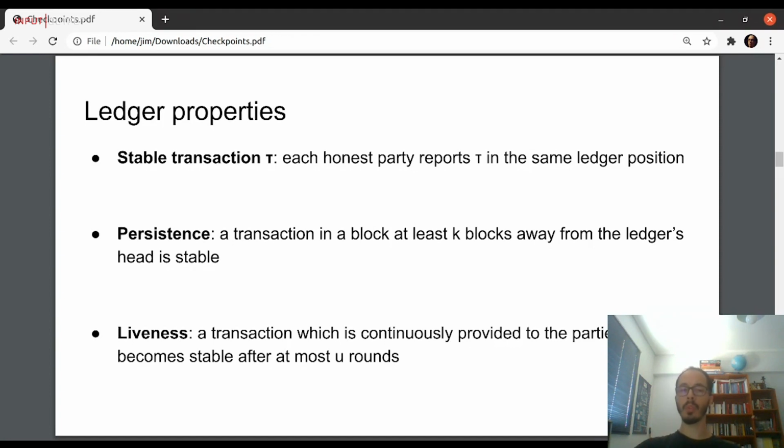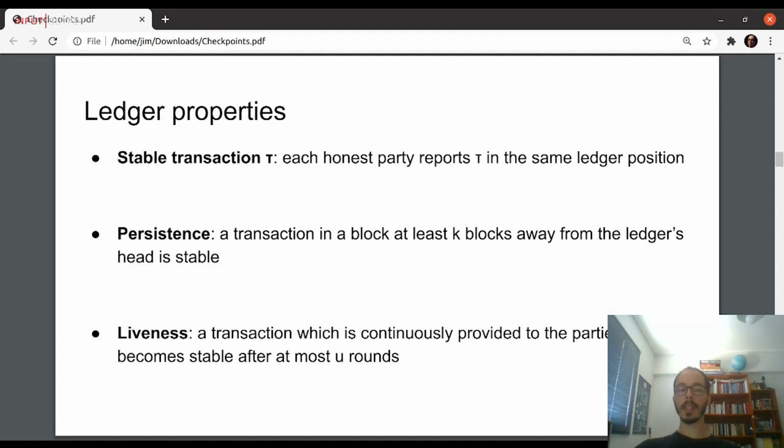Now, the two major properties that we want to guarantee are first persistence and second liveness. Persistence means that a transaction that is at least k blocks away from the ledger's latest block, from the ledger's head, is stable. So that means that if we chop off the k latest blocks from the local chain, then what remains is stable. So every transaction that is old enough is stable, and every party reports it in the same position.